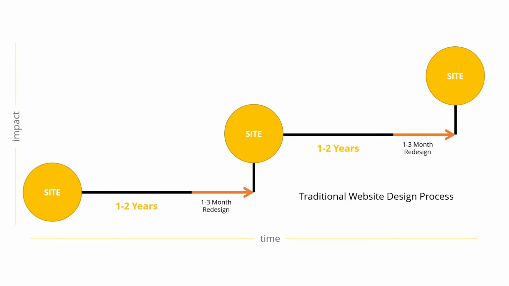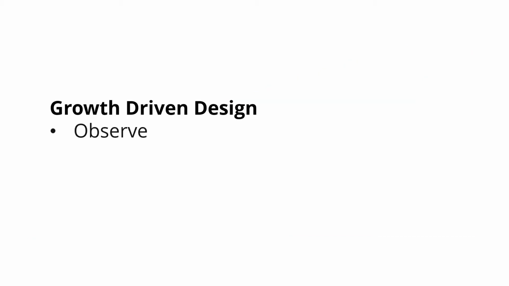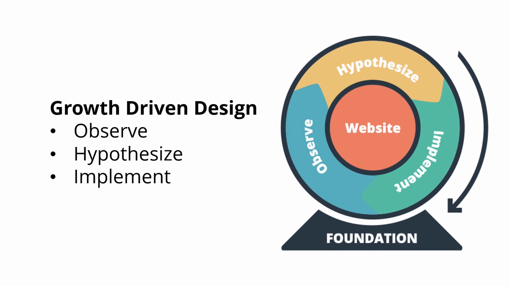Growth-driven design is a little bit different. With growth-driven design, we build the website out over time. This allows us to observe user behavior and make changes to the website and build them into the website over time so that the functionality continuously improves and the website never goes stale, stagnant, or out of date. So growth-driven design is made up of 3 key factors: observable data, making a hypothesis for improvement, and implementing that hypothesis. This forms a flywheel and allows you to build changes into the foundation of your website, continually improving it over time.